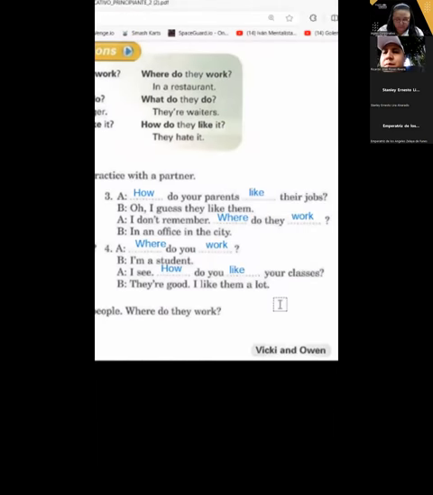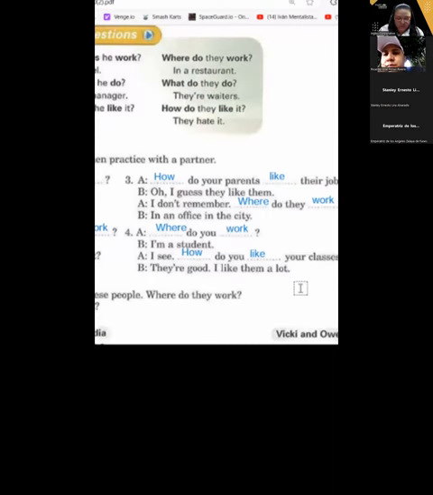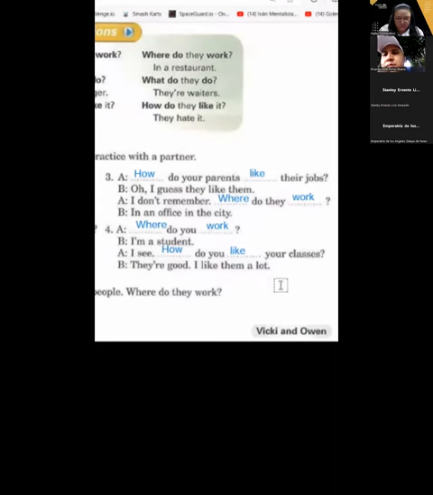Number three. How do your parents like their jobs? Oh, I guess they like them. I don't remember where do they go. In an office in the city. Number four, where do you go? I'm a student. How do you like your class? They're good. I like them a lot.